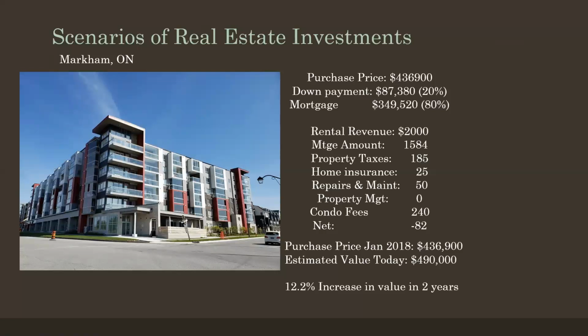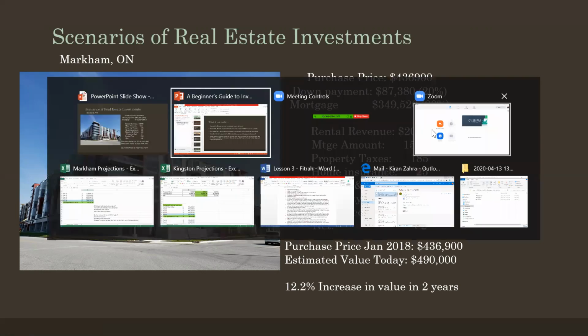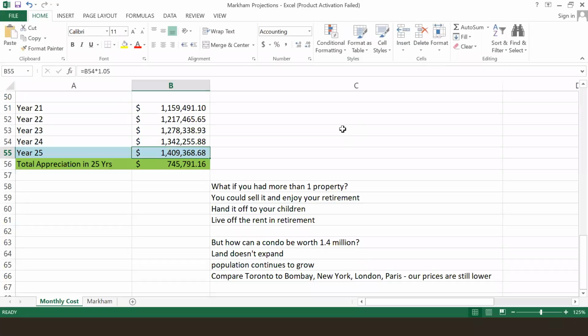Here's a good example of a property that I personally purchased back in 2017. We paid $437,000. Down payment was about $87,000, 20% of the value. Now, in just 2 years, this property went up by 12.2% in value. So I bought it for $437,000. Today, if I want to sell this property, I could probably sell it for about $490,000. So that's about a $53,000 gain in just two years approximately. I'm going to show you some numbers here.